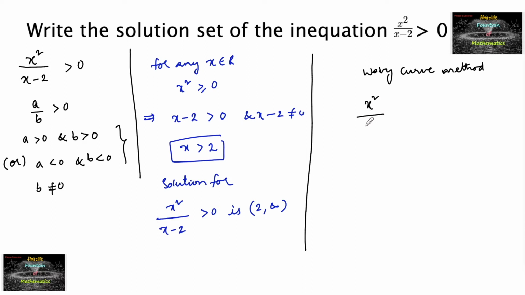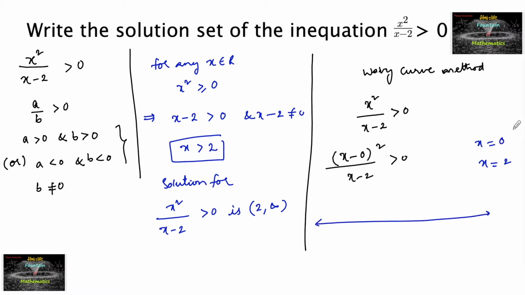x square upon x minus 2 is greater than 0. So this can also be written as x minus 0 whole square upon x minus 2 greater than 0. So you need to identify the factors here. In the numerator, x minus 0 whole square means we can consider x equal to 0 is a repeated factor because power 2 is an even power, and in the denominator x minus 2 is a factor, that is x equal to 2. So these are the 2 points we have to mark on the number line, 0 and 2, 0 here, 2 here.